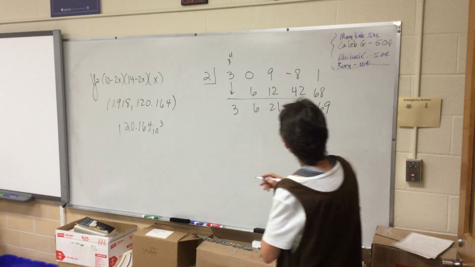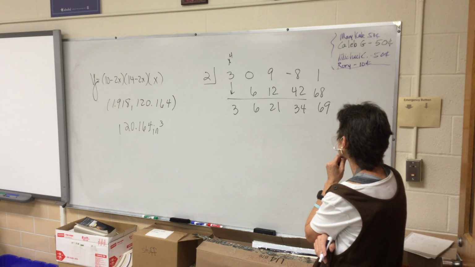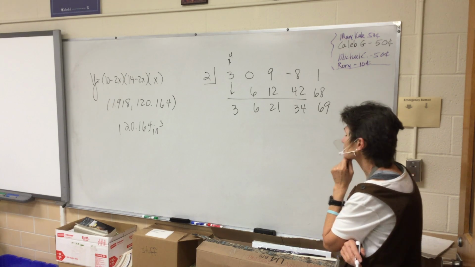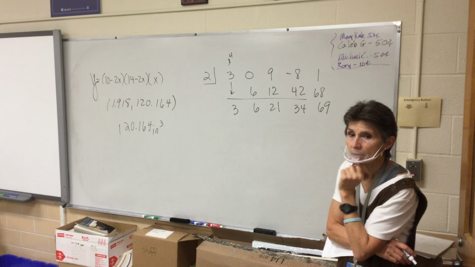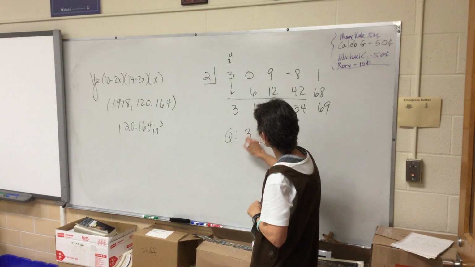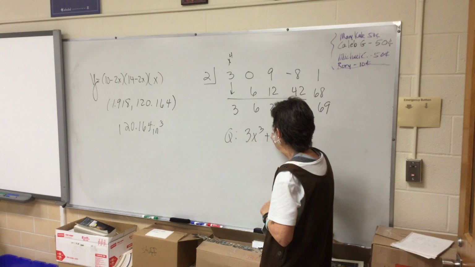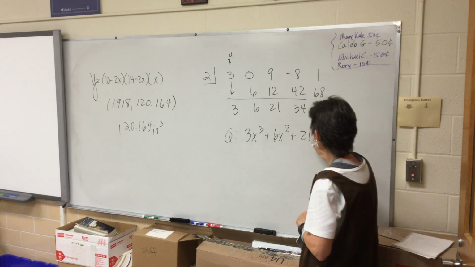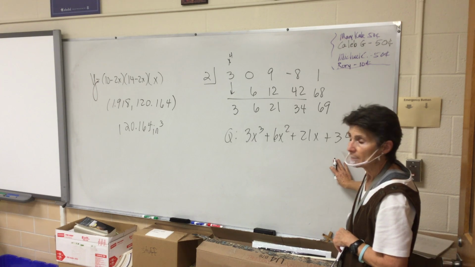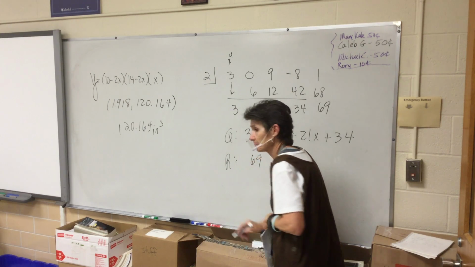I have no idea if I did that right or not. Let's see. Does that look okay? So if there's a quotient blank, you're going to write 3x cubed, down 1 power, plus 6x squared, plus 21x, plus 34. That's the quotient. And then the remainder is 69.